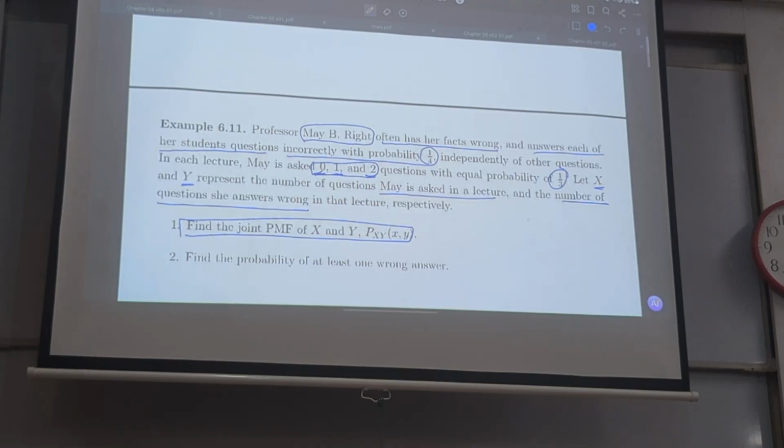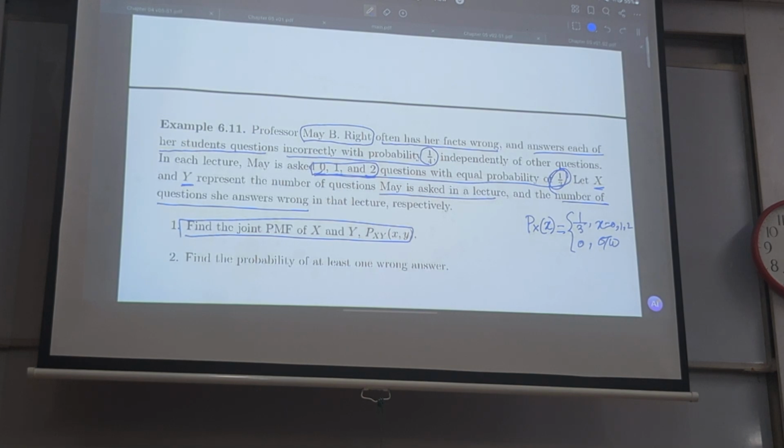So we'll calculate the marginal PMF of X, right? Is the marginal PMF of X available? Yes. It is 1/3 for X equal to 0, 1 and 2, and 0 otherwise.